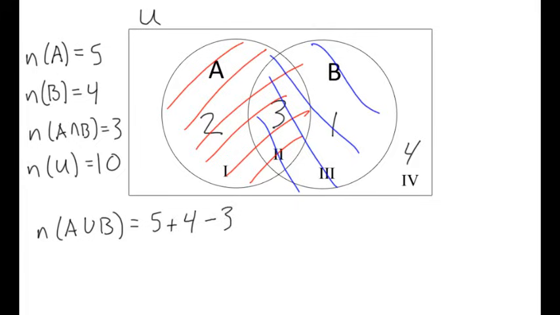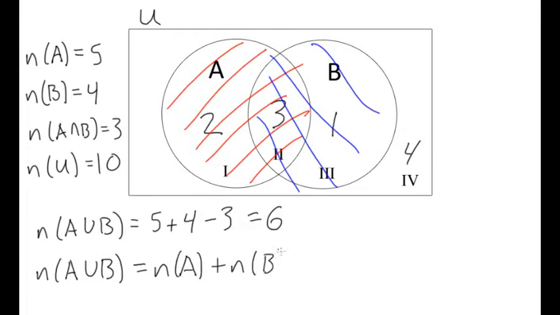You get 5 plus 4 minus 3. That gives us 6, which would have been the same thing we would have gotten if we just went up here to our Venn diagram and added those numbers together. 2 plus 3 plus 1 also gives us 6. And so this is the union rule, a formula that we'll use pretty frequently from here on out. Number of elements in A union B equals the number of elements in A plus the number of elements in B minus the number of elements in A intersect B.